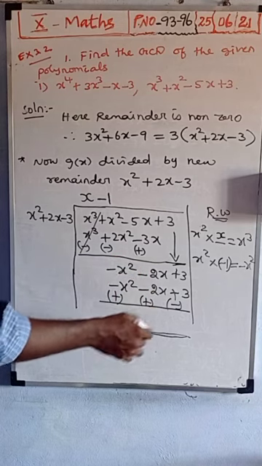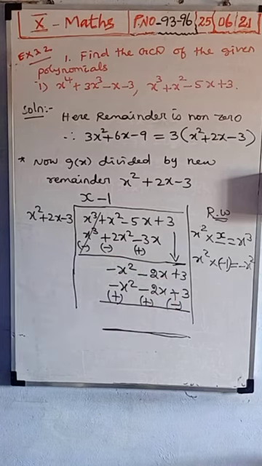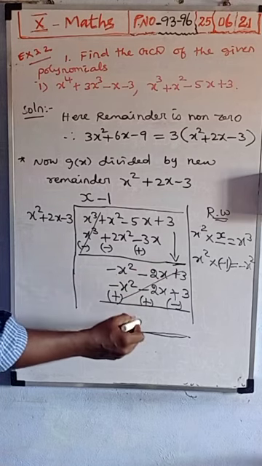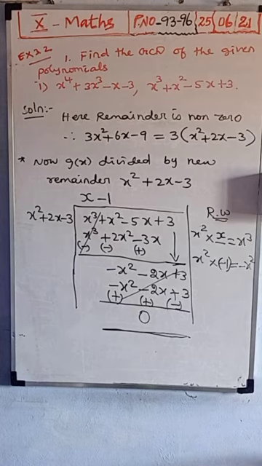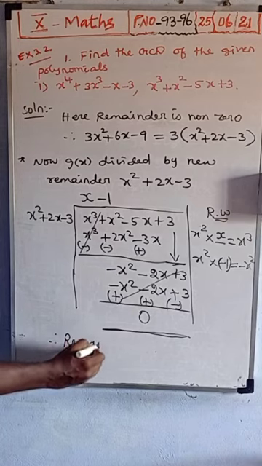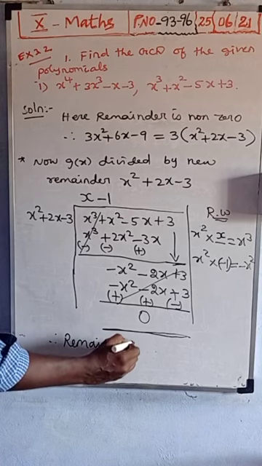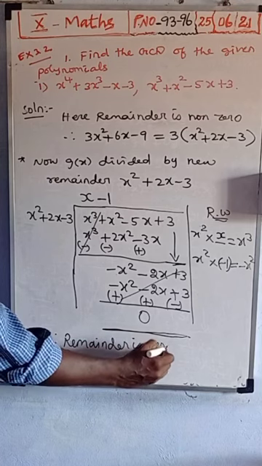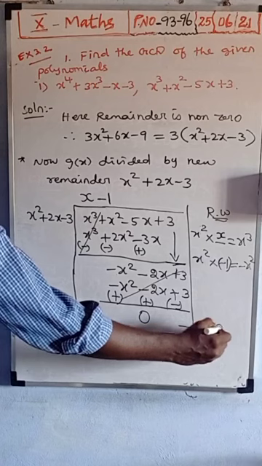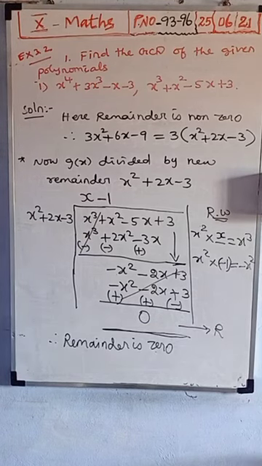plus 2x will get cancelled, plus 3 minus 3. After changing the symbol only we consider, so everything will get cancelled. So the answer is 0. Therefore, here the remainder we received is 0. Remainder is 0. So this is called the remainder. Okay, so remainder we received 0 means we received the answer.